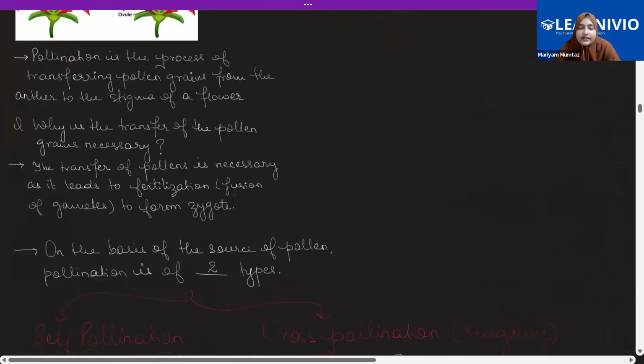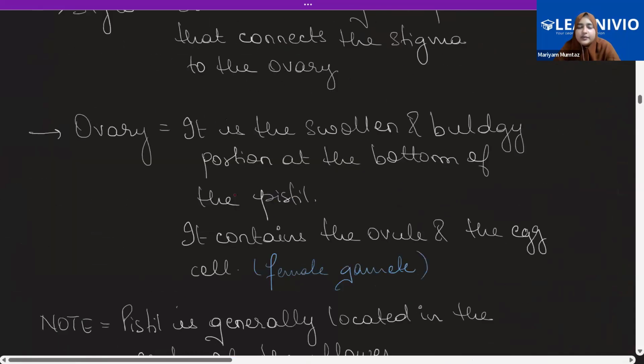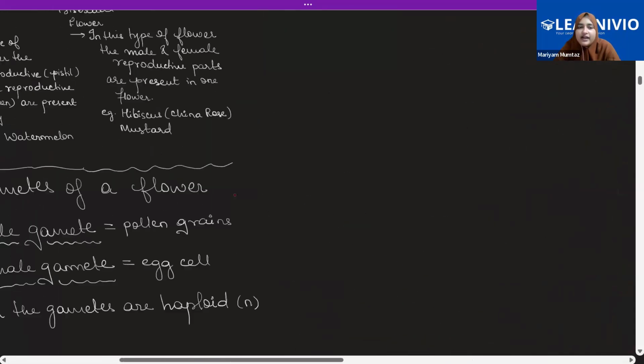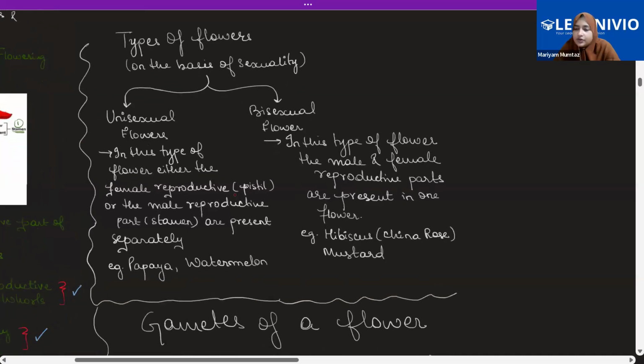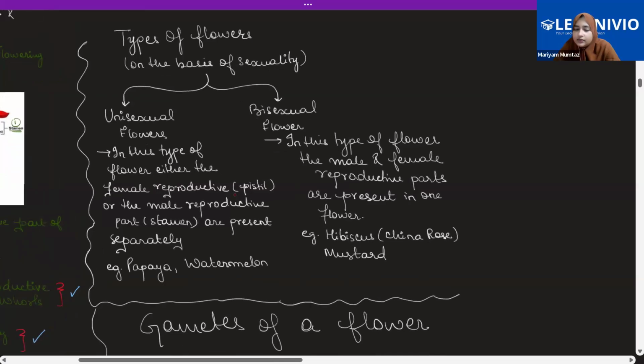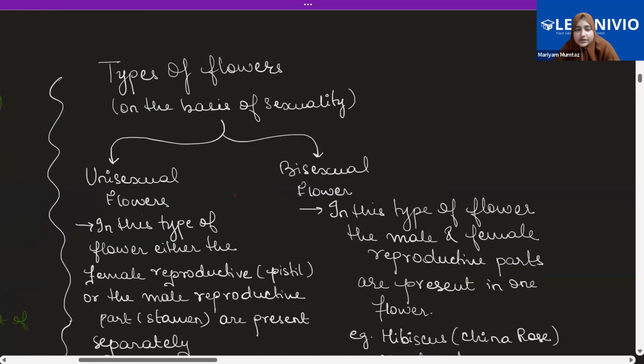All right. Okay, now you people write down about pollination. You people have written about the types of flowers, bisexual and unisexual. Is this there in your notebook? No. Okay, let me tell you about this also.